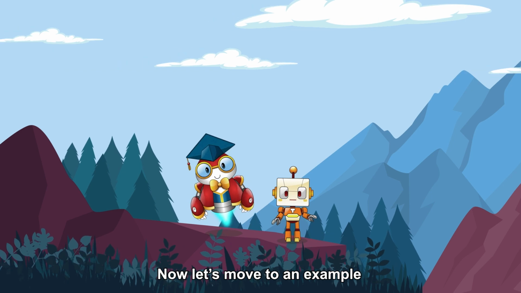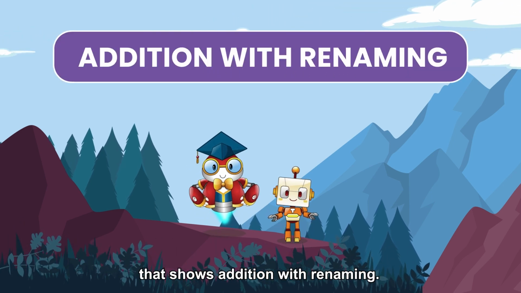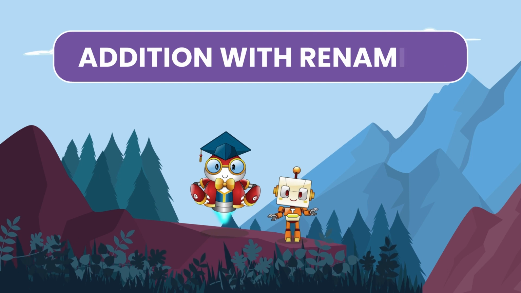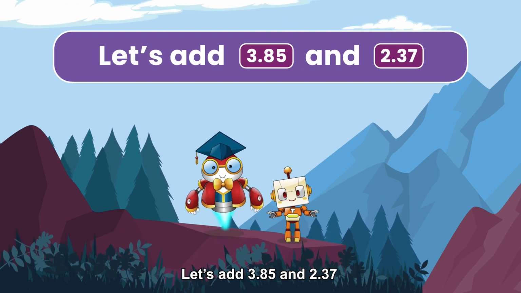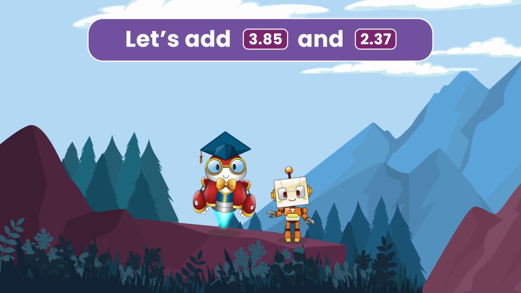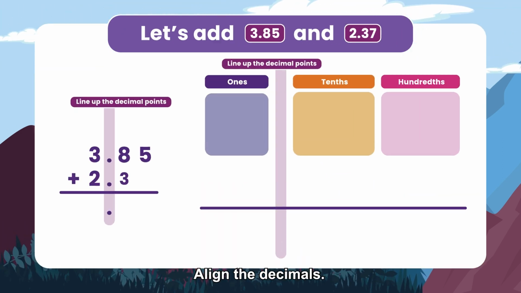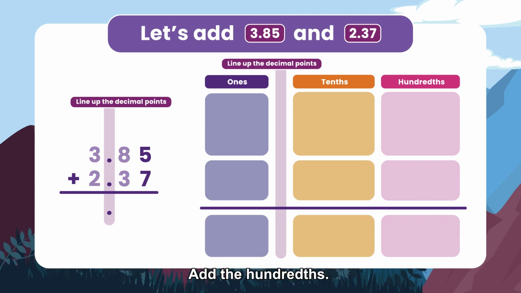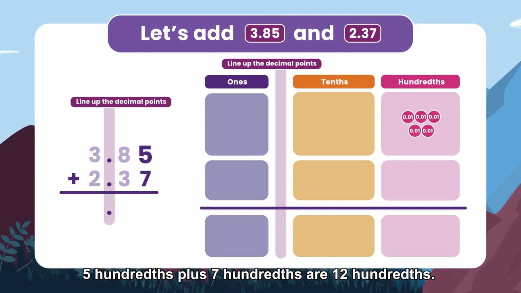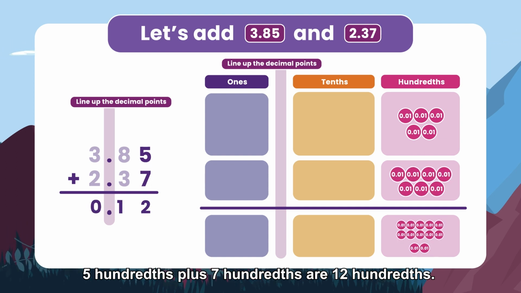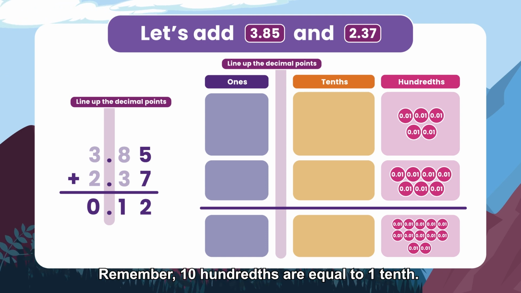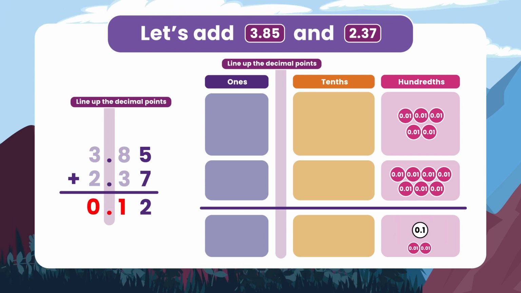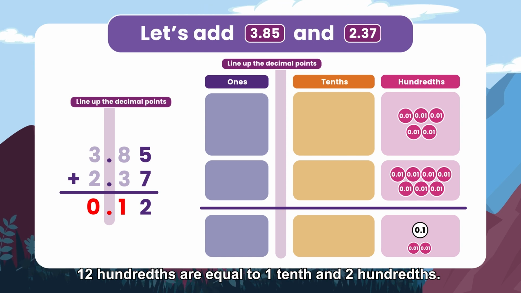Now let's move to an example that shows addition with renaming. Let's add 3.85 and 2.37. Align the decimals. Add the hundredths. 5 hundredths plus 7 hundredths are 12 hundredths. Remember, 10 hundredths are equal to 1 tenth. Hence, 12 hundredths are equal to 1 tenth and 2 hundredths.